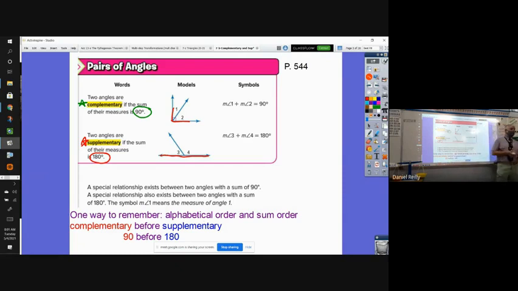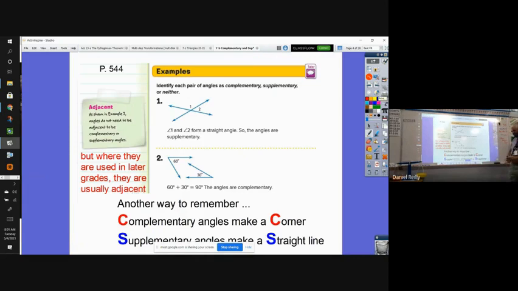Remembering which is sometimes a problem for people. So there's two ways to remember that I use. One is that they're in alphabetical order. Okay? Complementary is 90. Supplementary, which comes later in the alphabet, is 180. That's one way to remember. The other way to remember is, complementary angles make a corner, 90 degrees, and supplementary angles make a straight line. Supplementary, straight line, complementary, corner.